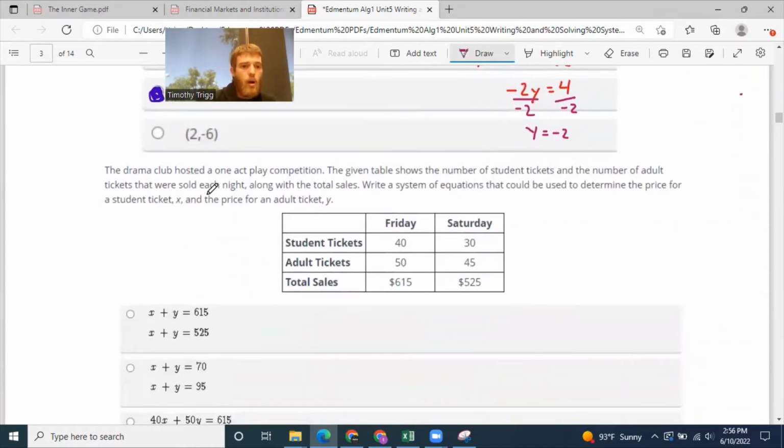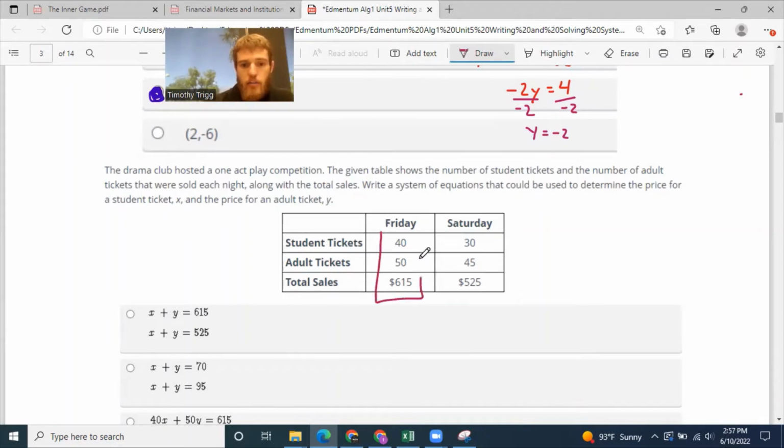Next question. The drama club hosted a one-act play competition. The given table shows the number of student tickets and the number of adult tickets that were sold each night, along with the total sales. Write a system of equations that could be used to determine the price for a student ticket, X, and the price for an adult ticket, Y.